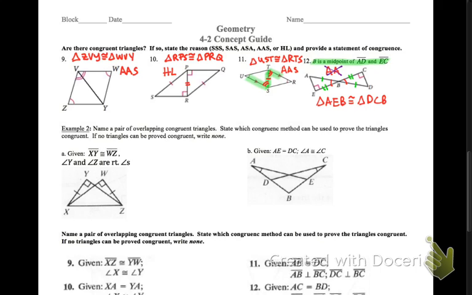Do you agree? We have bunches of reasons there for that last one. We could say side, angle, HL. If you got at least one of them, we're in good shape.